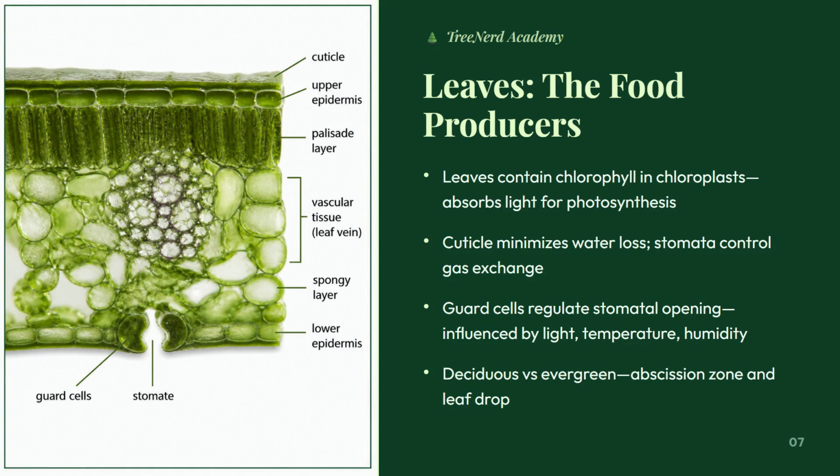Transpiration is the loss of water through foliage, which helps cool the leaf and draws water up through xylem. The cuticle minimizes water loss. Stomata control gas exchange. Guard cells regulate stomatal opening based on environmental conditions. Trees that shed leaves annually are deciduous. Evergreens hold leaves for multiple years.